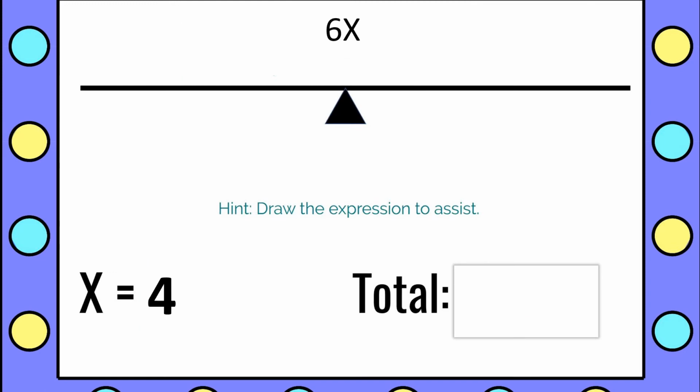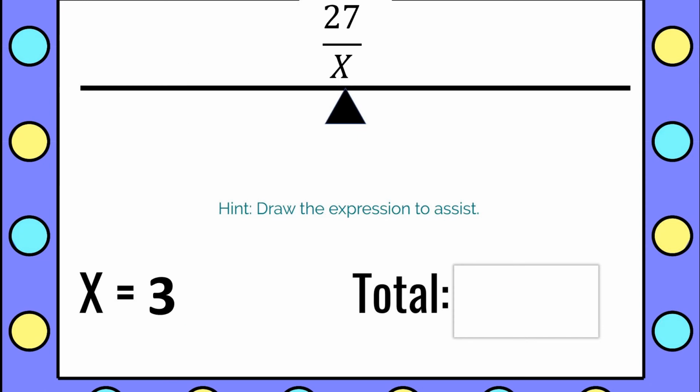This is 6x's, which is the same thing as 6 times x. So come down here, x is 4. I'm going to insert my dot. That means I need to do 6 times 4. I can see that after substituting. What is 6 times 4? 24.